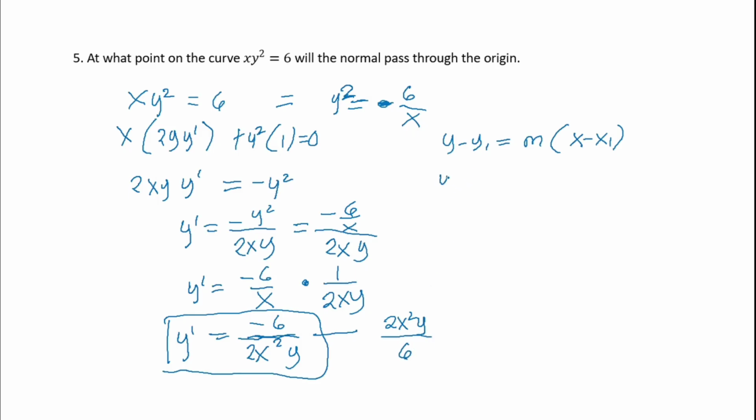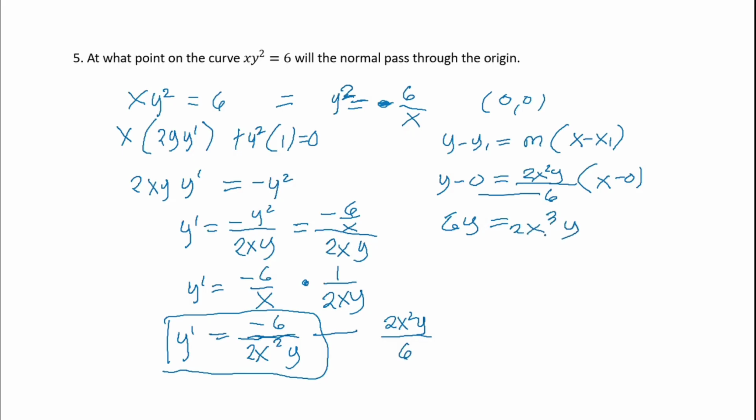So we have to substitute here y minus the point passed through the origin. So the point here is 0 and 0. So 0 is equal to 2x squared y over 6 times x minus 0. So this will become, cross multiply, we have 6y is equal to 2x cubed y. So we have to simplify. Okay, so 6y over 2y is equal to x cubed. So this will become 3 is equal to x cubed.